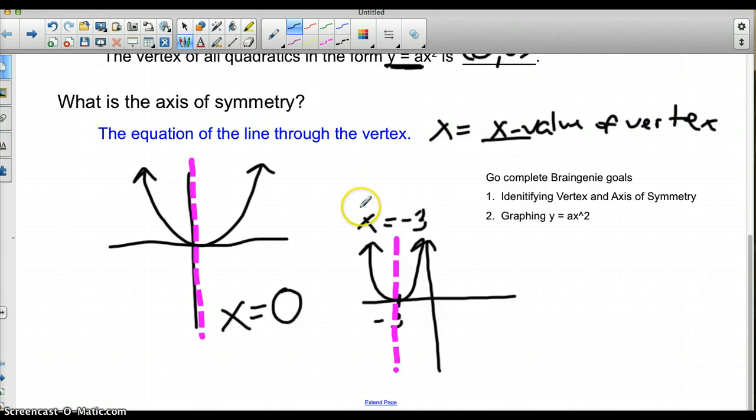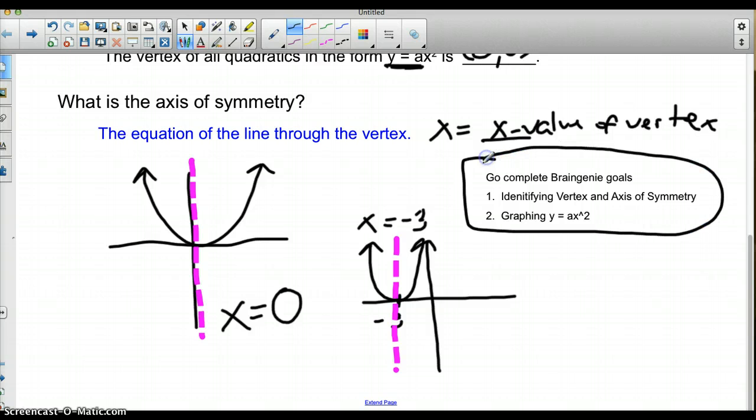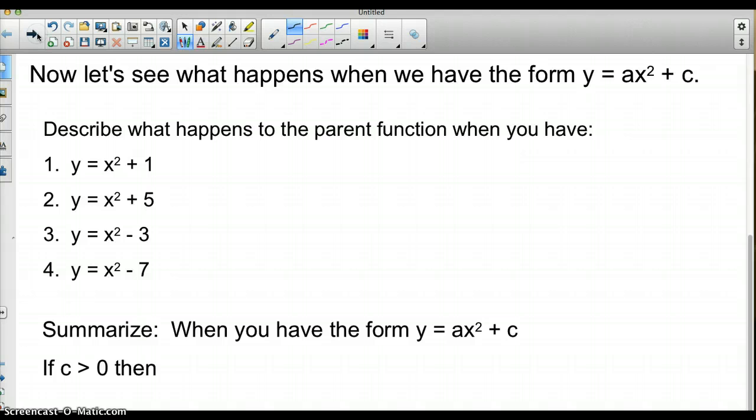Okay, so what I want you to do now is pause the video because you're going to come back to it, and go to Brain Genie and complete these 2 Brain Genie goals and be successful on those 2 goals. Once you have finished those 2 goals, come back to this video to see the next page.